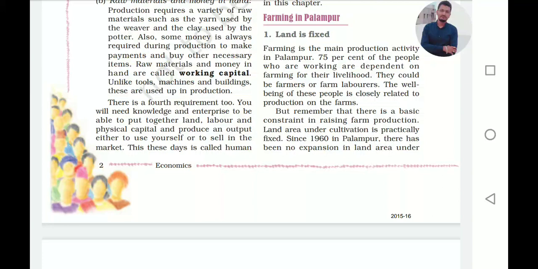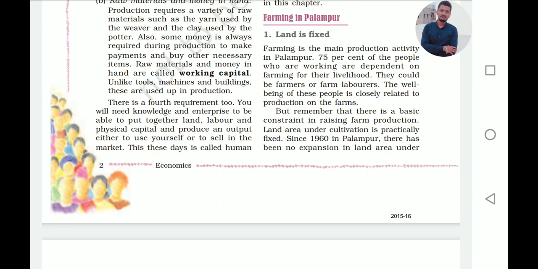The first one, land is fixed. Farming is the main production activity in Palampur. 75% of the people who are working are dependent on farming for their livelihood. Students, Palampur is just an example, and in this village the main activity of the people is farming. They are dependent on farming, doing agriculture activities, and 75% of the people are dependent.